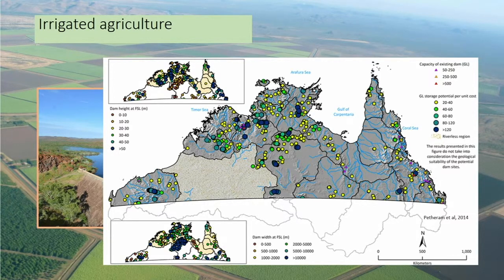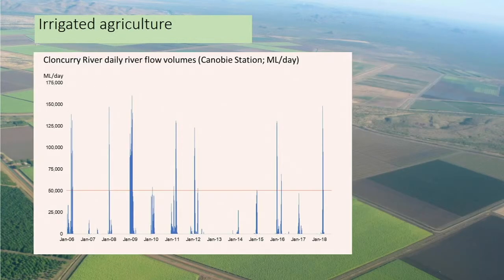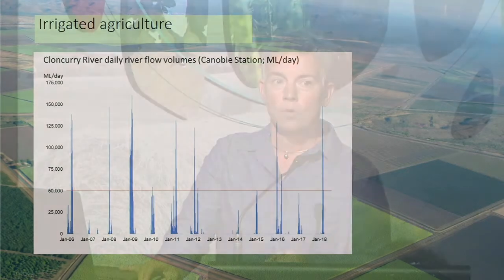The dark blue spots are those that can capture more water. The yellow ones would be smaller dams. And I've had the privilege to be part of a study that explored the feasibility of one of those locations in the Cloncurry River catchment. Now, a dam needs to provide water security, and it needs to provide reliability of supply if there is to be an irrigation scheme or a supply scheme attached.